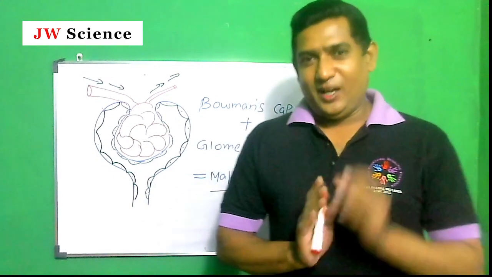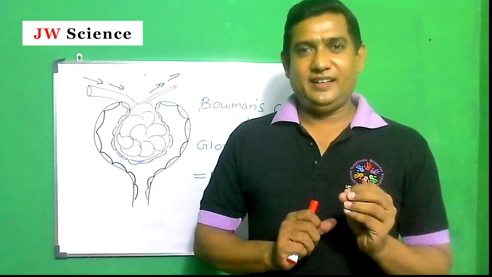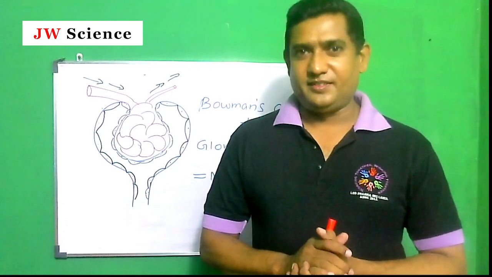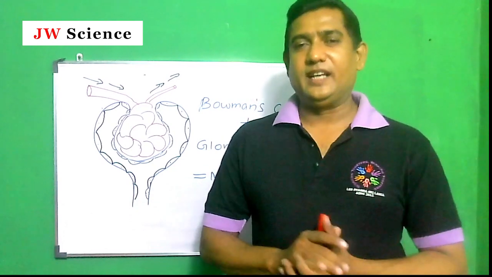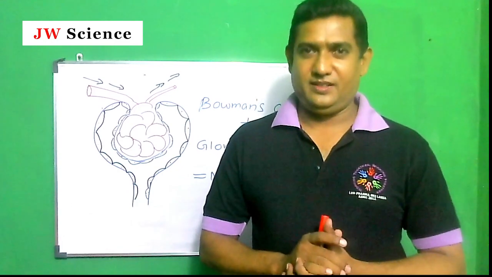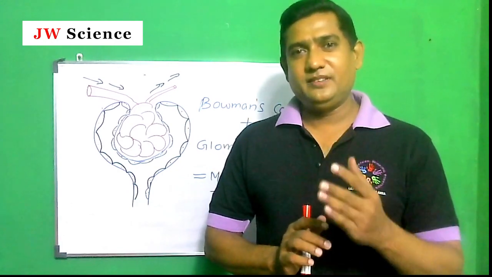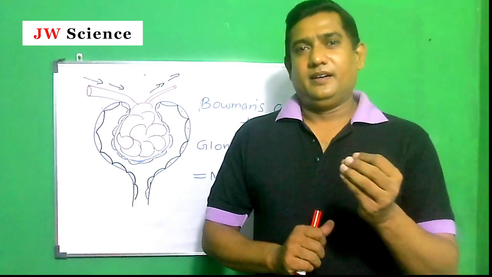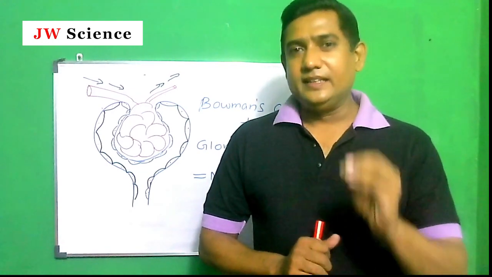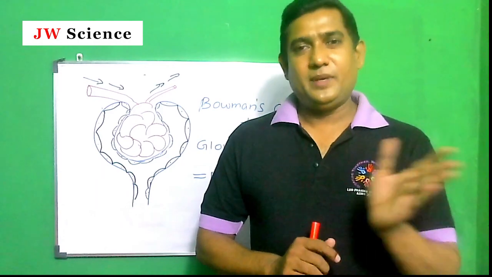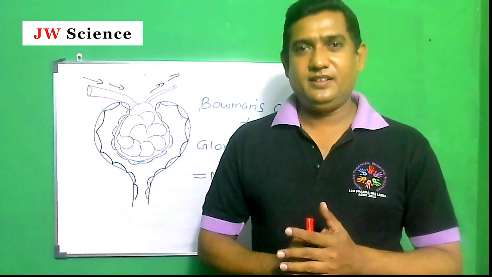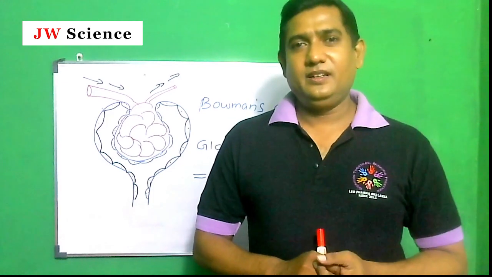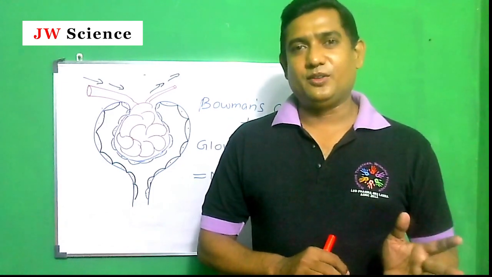Okay, now you have a very clear understanding about the basic structure of our urinary system. Now we are moving into the next step, which is urine formation. Urine formation happens inside the kidney with the support of the nephron, and urine formation has three main steps. Step number 1 is called ultrafiltration. Step number 2 is called selective reabsorption. The final step, step number 3, is called secretion.